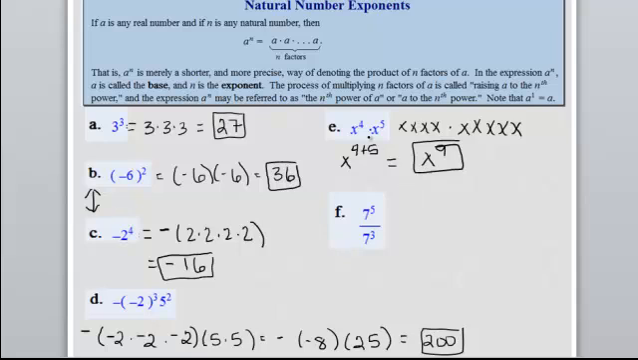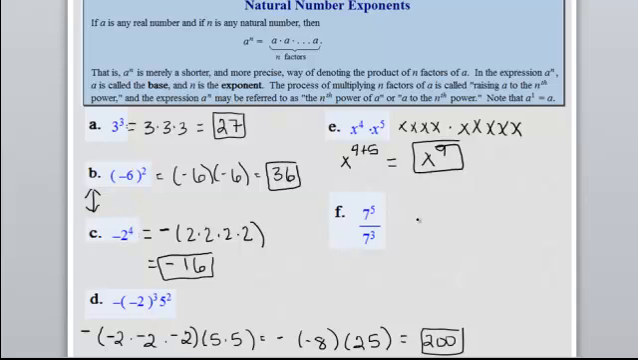You can do this if you are multiplying, that's what the little dot means, if you are multiplying like bases. See, these bases are both x. So if you multiply like bases, you add the exponents. That's one of the properties of exponents.